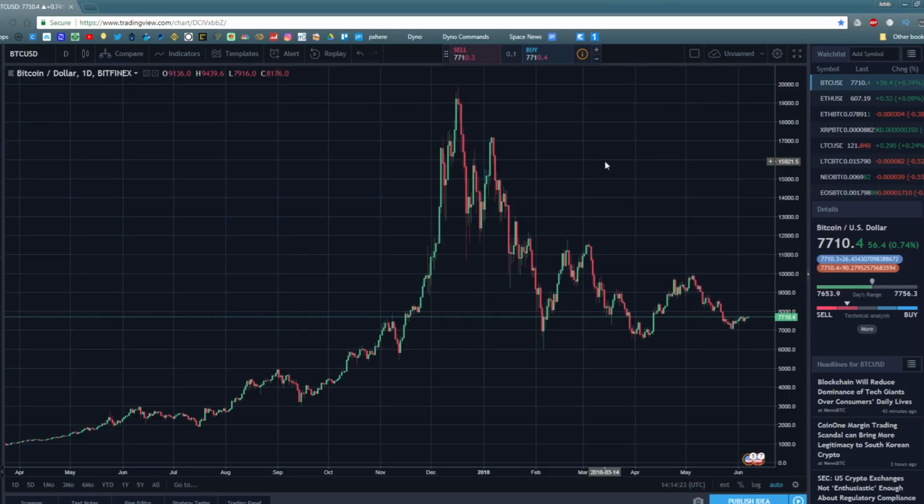Like I said, we're going to be talking about support and resistance levels. So the first thing that we want to do is define our terms. Let's talk about support levels first.